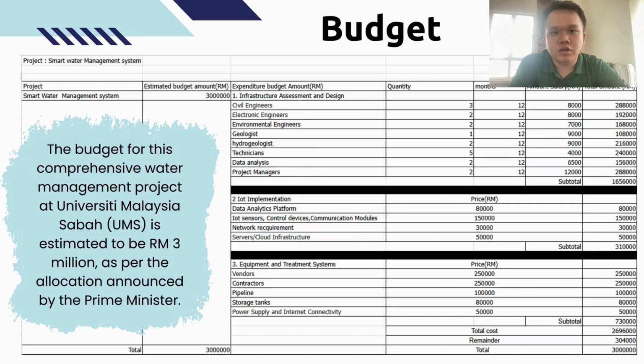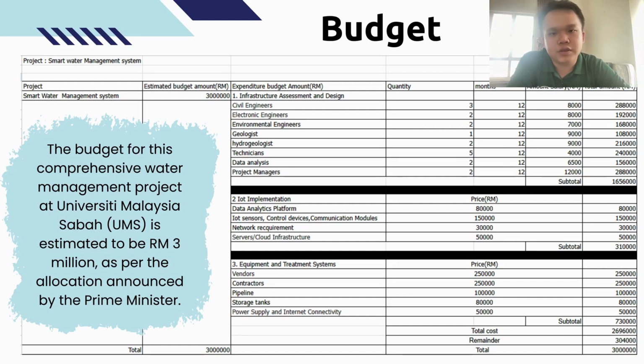Hello everyone. So now I will proceed to the budget for the smart water management system. In this smart water management system project, our budget at Universiti Malaysia Sabah is estimated to be 3.0 million as per the allocation announced by the Prime Minister.